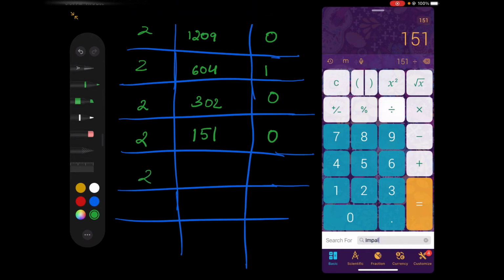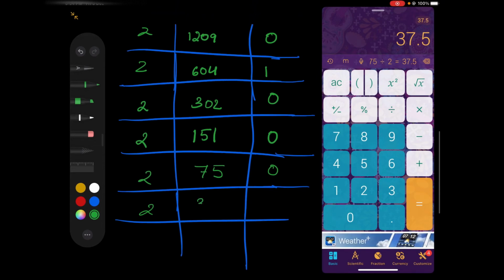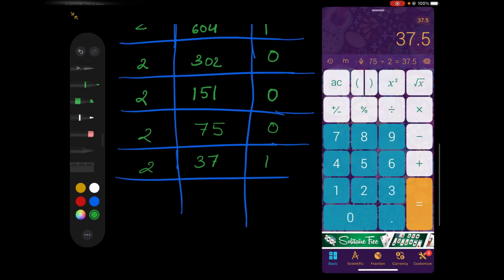Again divide this by 2. And see, we have 75. And here it's 0. So now we have to subtract 0.5 again, and we have to again divide it by 2. It's 37.5. So we will write here: the previous number had a point, so we will write here 1.